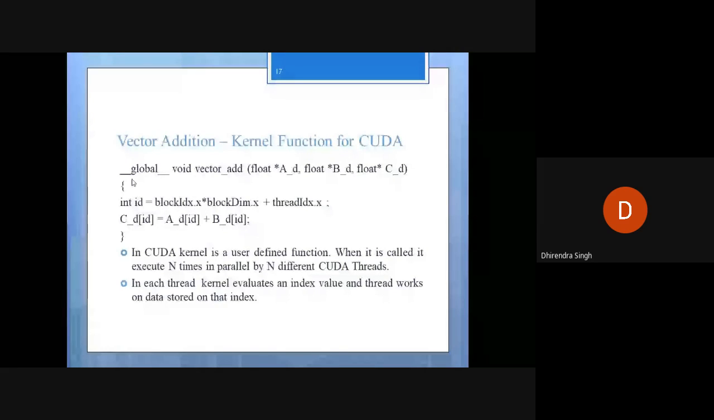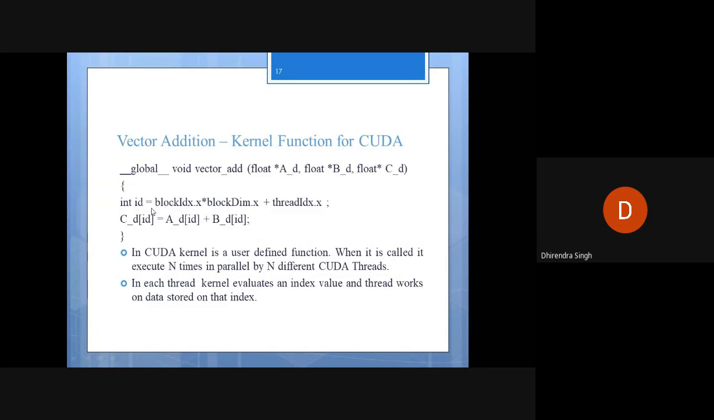You have to write underscore underscore global underscore underscore. That's the way. Then void, since you are not going to return anything from this function. Then the function name, and very much similar, you have some pointers which are going to catch the vector: pointer a in device, b in device, and c in device. You have passed these. Now this function is going to get executed inside one CUDA thread.